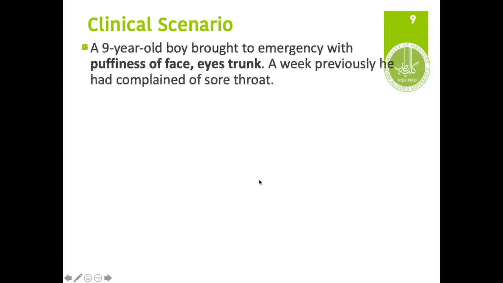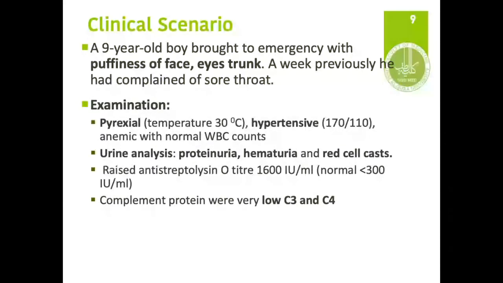Now we'll start with our first clinical scenario. A 9-year-old boy is brought to the emergency with puffiness of face, eyes, and trunk. A week previously, he had complained of sore throat. On examination, he is found pyrexial with a temperature of 38 degrees and hypertensive, anemic with normal WBC counts. Urine analysis shows proteinuria, hematuria, and red cell casts. There is a raised anti-streptococcal O titer, which is 1600 international units per ml, and normal is less than 300 international units, and complement proteins were very low, especially C3 and C4.